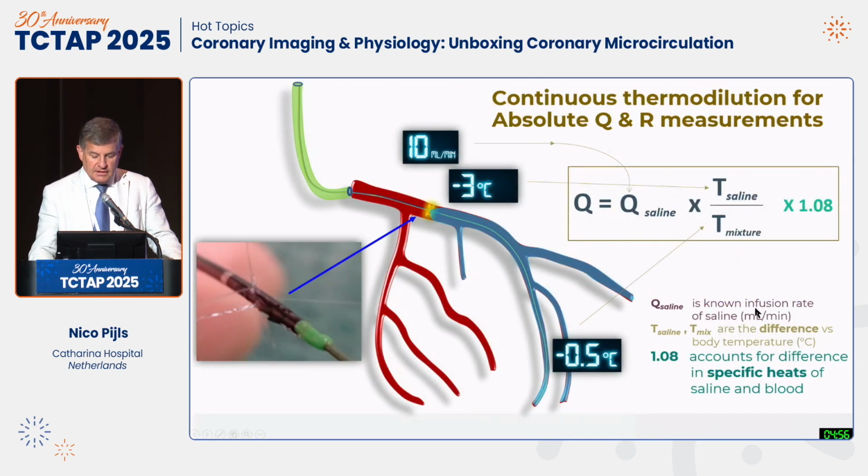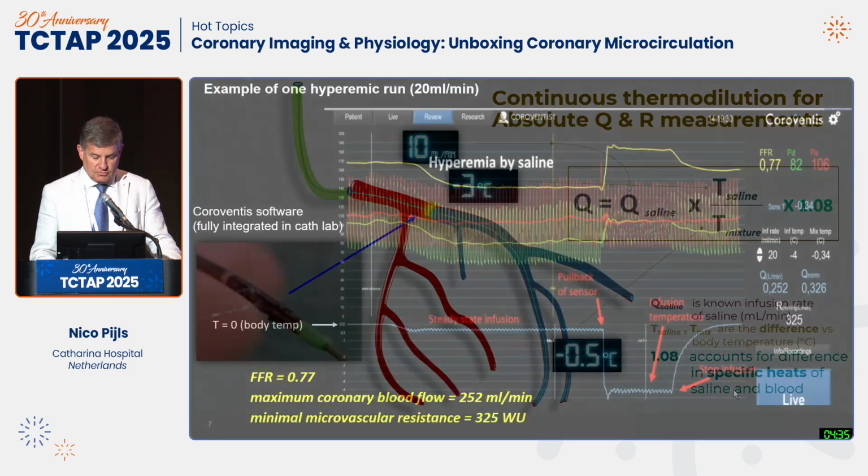And in fact, you can give it in this equation: blood flow is saline flow multiplied by the ratio of the temperatures. And there is a correction factor 1.08, which accounts for the difference in specific heat of saline and blood. So that's indeed very simple, and it can be performed almost instantaneously together with an FFR measurement.